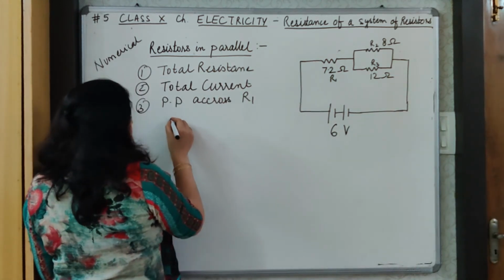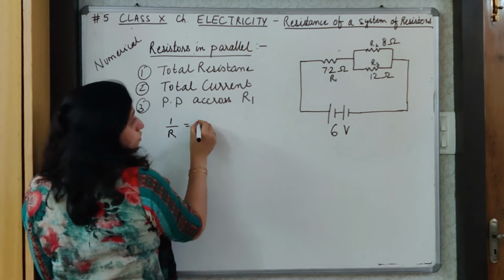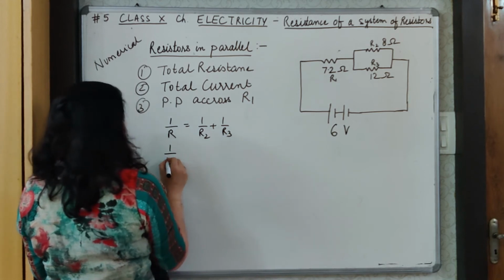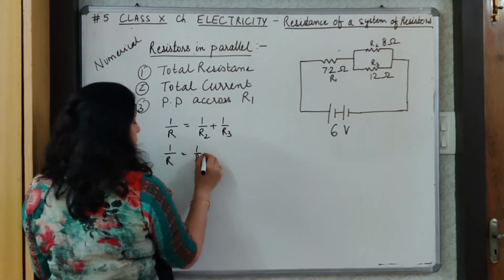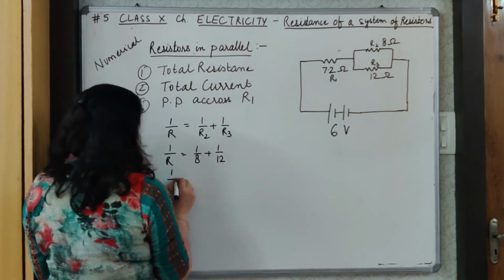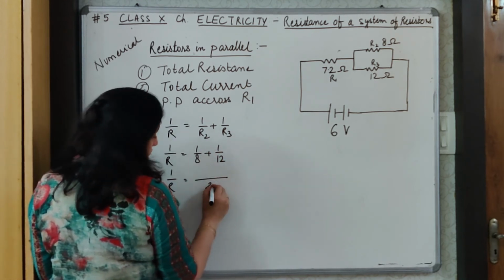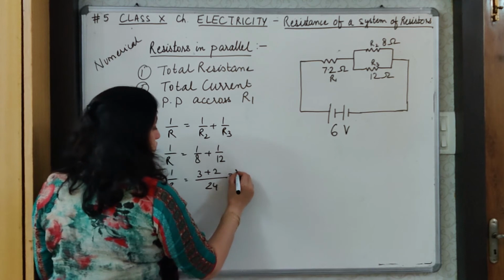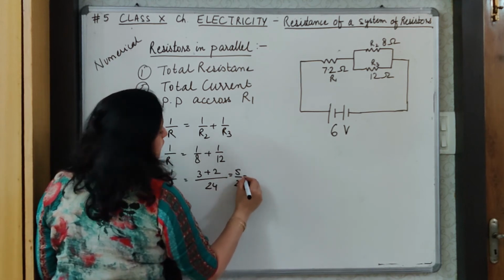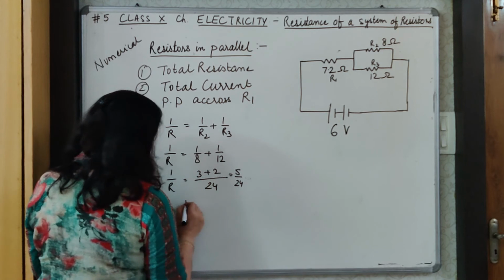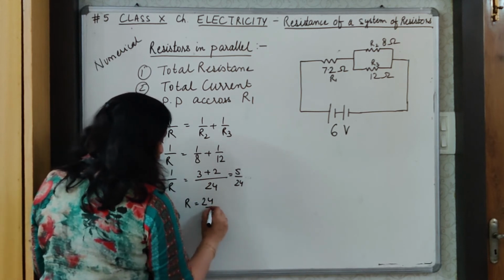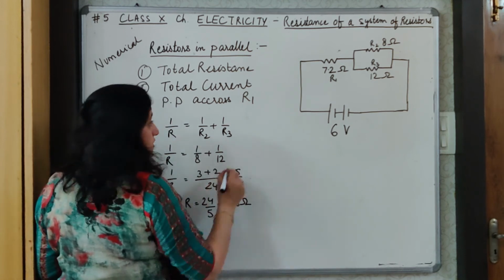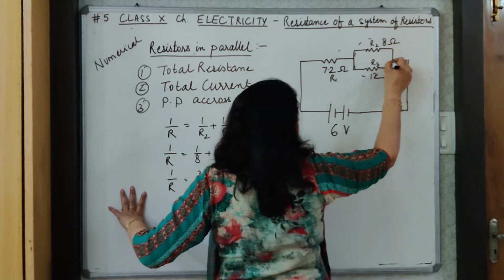So 1 upon R is equal to 1 upon R2 plus 1 upon R3, which gives me 1 upon R is equal to 1 upon 8 plus 1 upon 12. 1 upon R is equal to, 24 will be the LCM, 3 plus 2, which is equal to 5 upon 24. So now we will do the reciprocal. R is equal to 24 upon 5, which is equal to 4.8 ohm. This is R, meaning the effective resistance of this part.